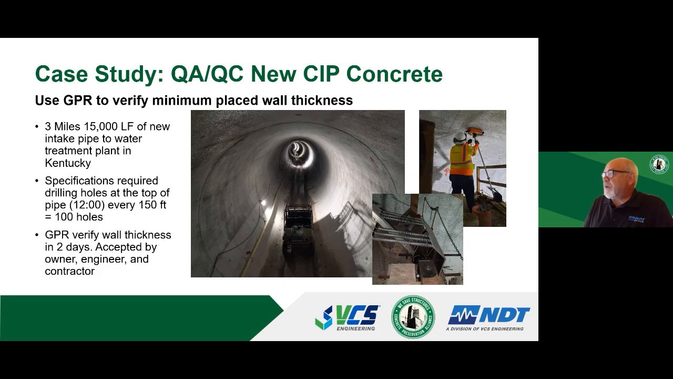Another QA/QC application for GPR was a new cast-in-place concrete tube about 11 feet in diameter, supposed to be 12 inches thick. And the 12 o'clock high position of that pipe is probably the most challenging area to make sure you got a full 12-inch thick pipe wall. Somebody approached us, the contractor said, "Hey, can GPR tell us how thick this is? We're supposed to drill a hole through this every 150 feet for 3 miles. And can we cut that down with GPR?"